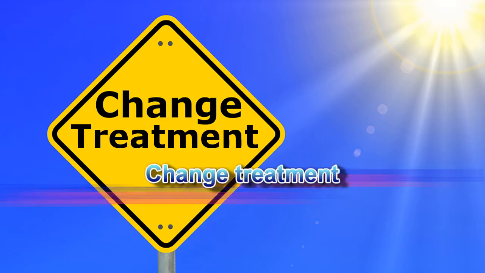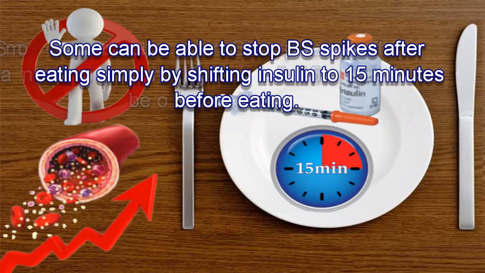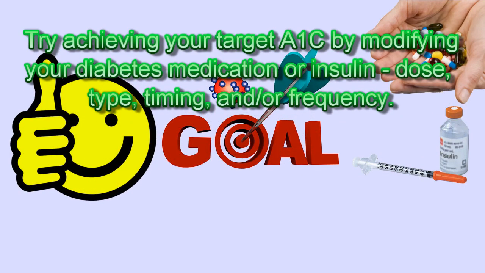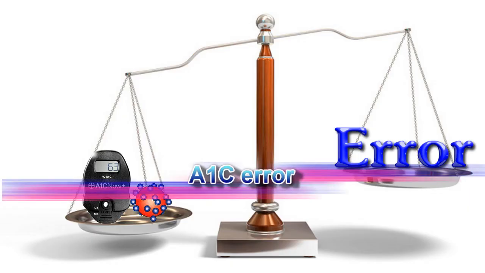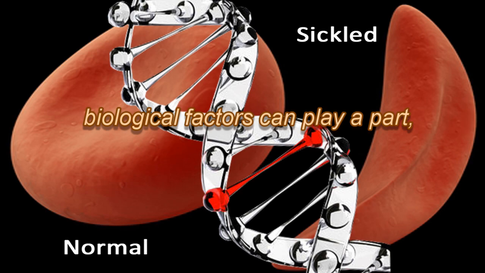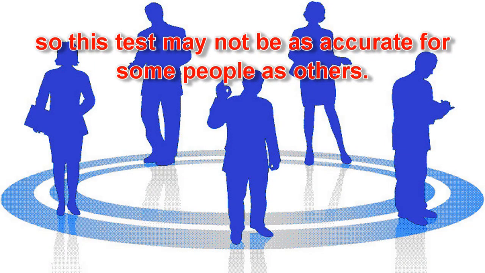Change treatment. Sometimes changing the insulin treatment dosage timing can make a huge difference. Some can stop blood sugar spikes after eating simply by shifting insulin to 15 minutes before eating. Try achieving your target A1C by modifying your diabetes medication or insulin, dose, type, timing, and or frequency. A1C error. Ultimately, A1C is a lab test prone to inaccuracies. Biological factors can play a part, so this test may not be as accurate for some people as others.